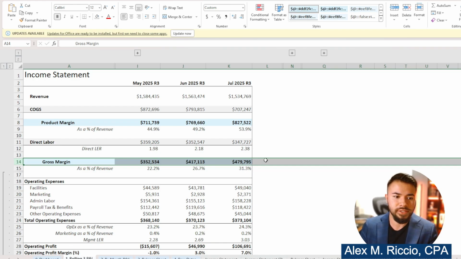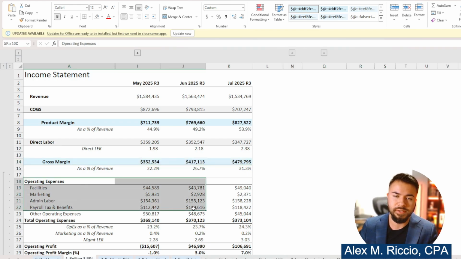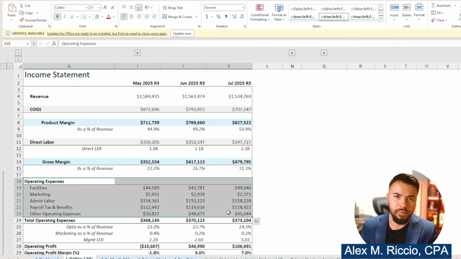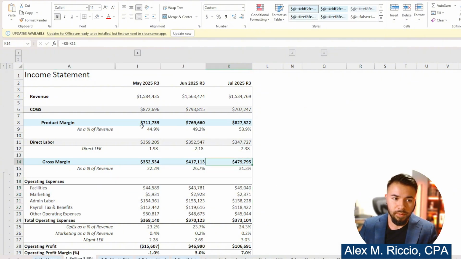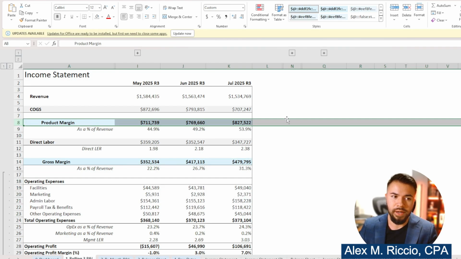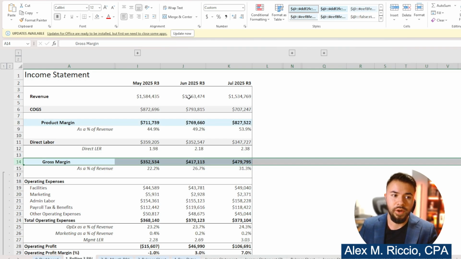In rare occasions, I'll see operating expenses become the culprit of low profitability, but it's much more rare than gross margin being the culprit. So number one, you have your product margin, right? Revenue minus your direct cost of goods. Number two, you have your gross margin, revenue minus your cost of goods, minus your direct labor. Very, very important to distinguish those two.